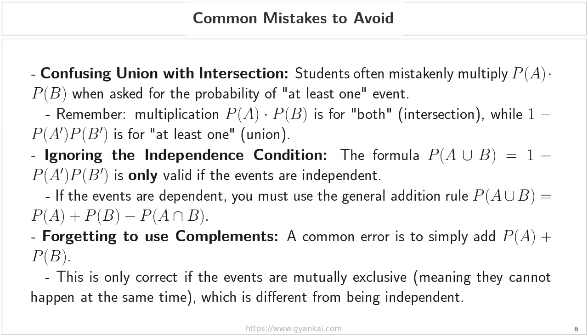Finally, be careful not to forget to use complements by simply adding the probabilities together. Some students might just calculate the probability of A plus the probability of B. This approach is only mathematically sound if the events are mutually exclusive, meaning they cannot possibly happen at the same time. Being mutually exclusive is a very different concept from being independent, so always check your conditions carefully. Keep these distinctions in mind as we move to our final summary of the key takeaways.